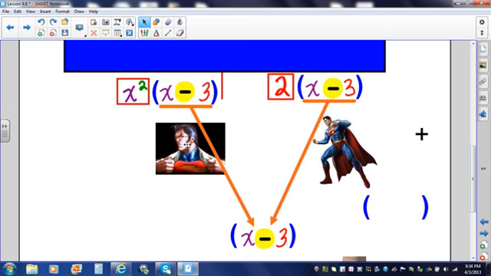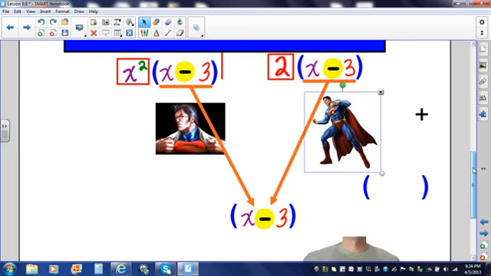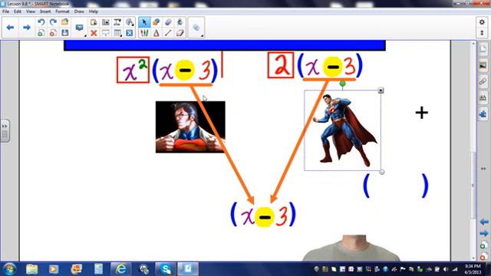So you can think of this x minus 3 as Clark Kent. You can think of this x minus 3 as Superman. They are really the same person. So we group these together, the x minus 3, because they are the same. We write it one time.